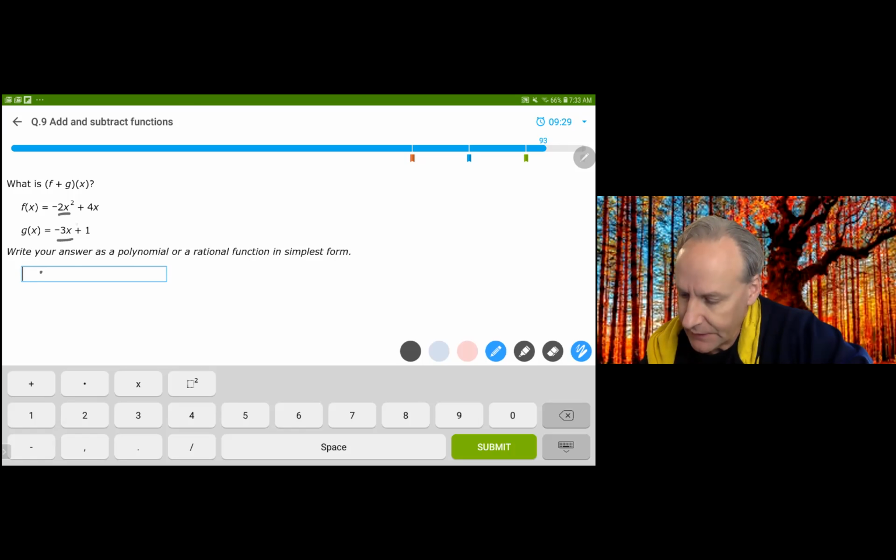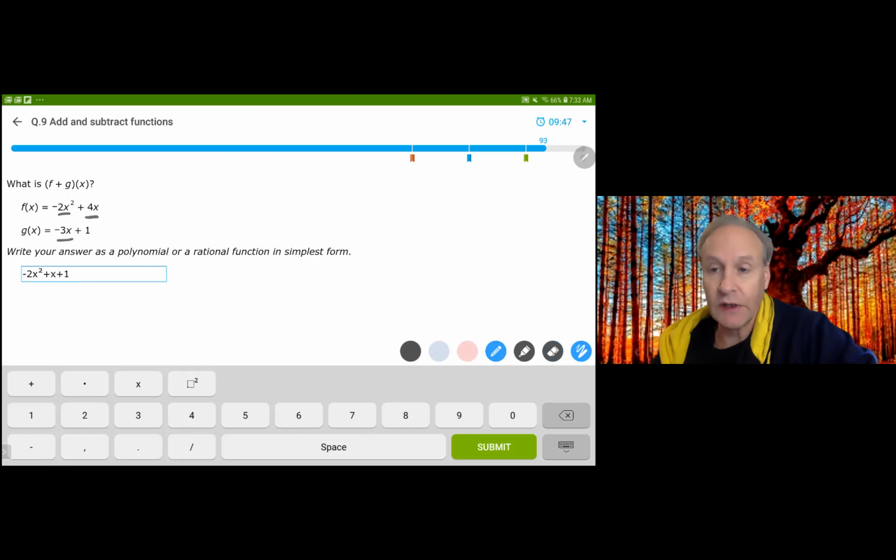Look at that. That's a minus 3x, isn't it? I'm going to add it to the 4x. Sorry, guys. I'm going to write it in descending order. That's minus 2x squared. Now I have a plus x, and then I have a plus 1. In general, I think we always want to write it in what we call descending order. So you start with the largest powers and work your way down.